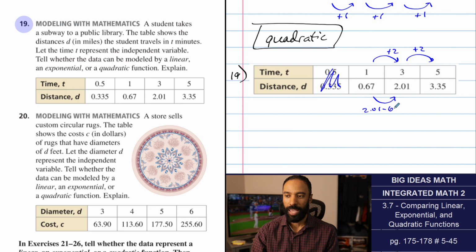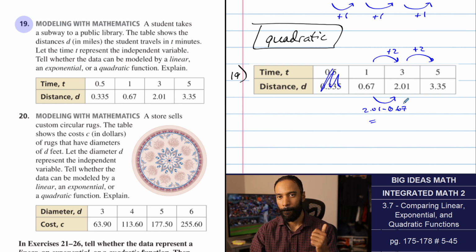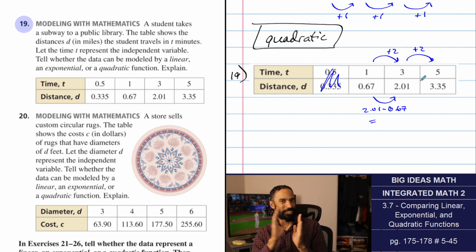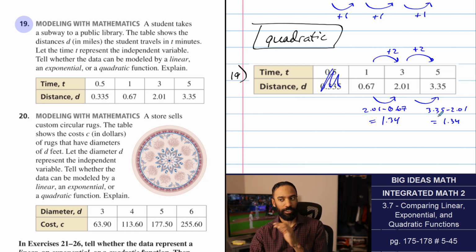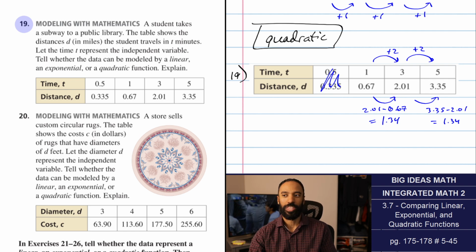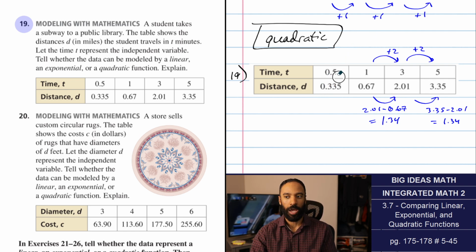2.01 minus 0.67 is that difference between these values. I might have to use the calculator. Let me think of 201 minus 67, okay? Sorry about that. 134, so 1.34. And this is 3.35 minus 2.01. Is that 1.34? I think it is. 1.34. That's not a second difference, guys. That's the first difference there. Now, with this one here, this would have to own up and be the same kind of difference. Otherwise, it wouldn't work. But as you can tell, that's not 1.34.